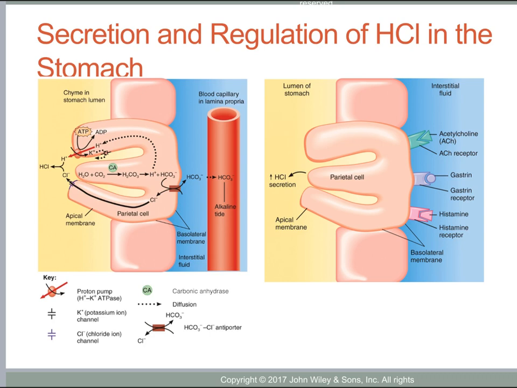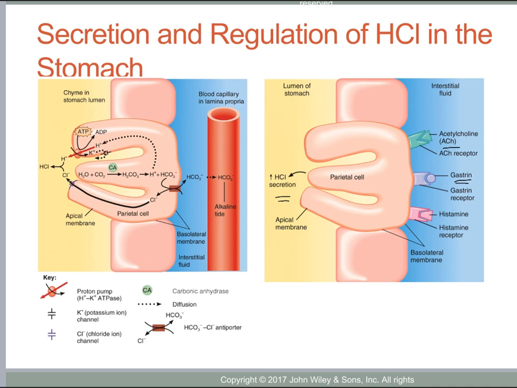We talk about the hormones and the neurotransmitters that are responsible for kicking this process off. We start with acetylcholine, so we have an ACh, acetylcholine receptor. We talk about gastrin binding to its receptor and histamine binding to its receptor, which are going to activate the cell to give us a net product of hydrochloric acid secretion into the lumen of the stomach from the apical surface.